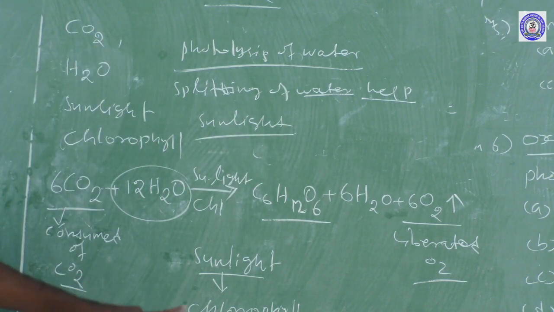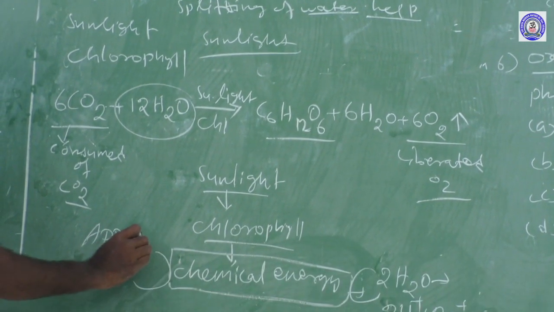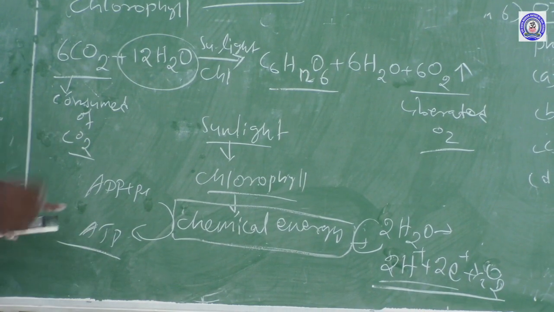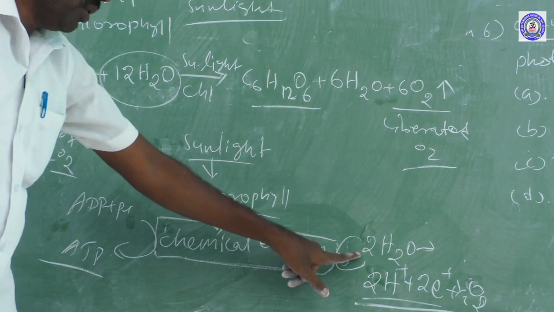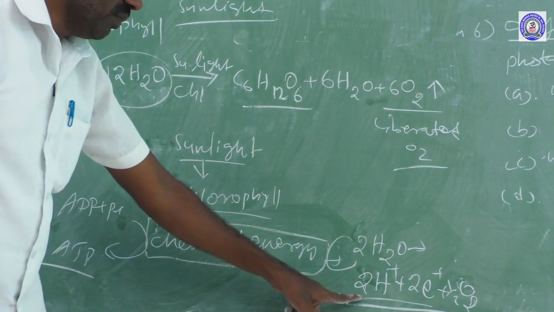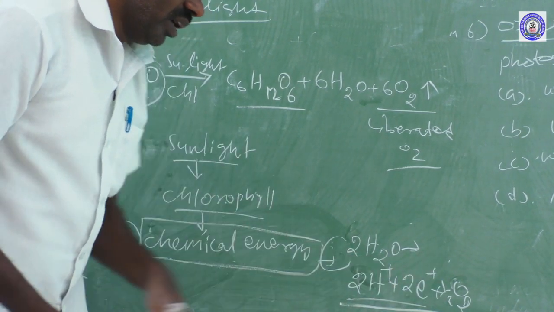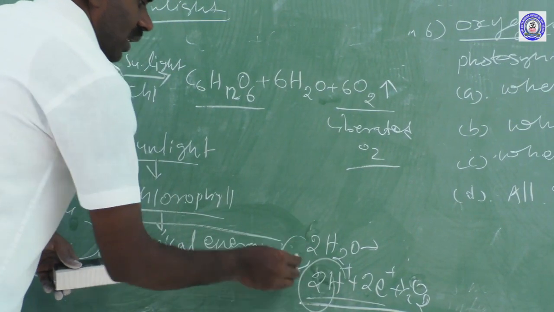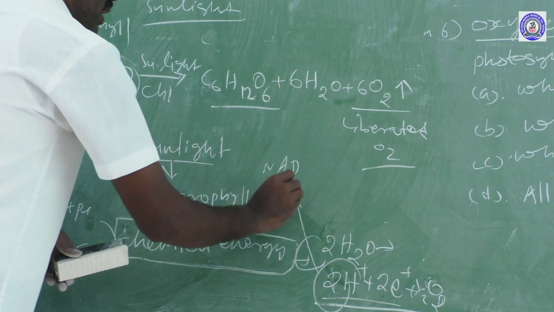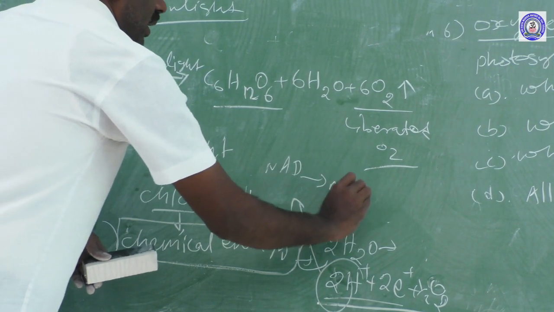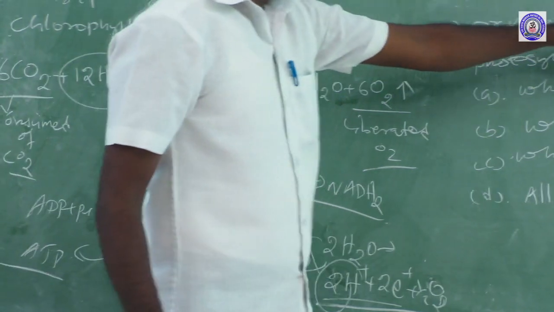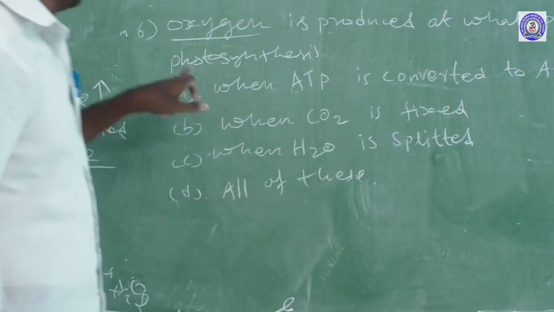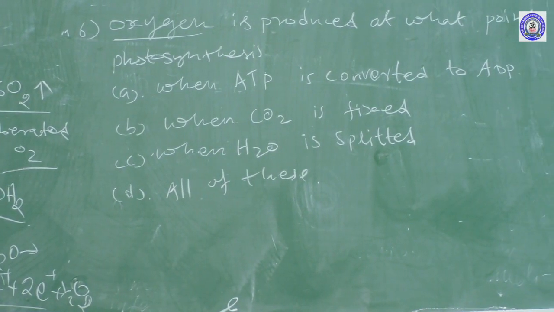With the help of chlorophyll, the chemical energy is used to convert ADP to ATP, so energy is generated in the photosynthesis process. In the chlorophyll, the water molecules use the sunlight energy and split into hydrogen, electrons, and oxygen, which are released. The hydrogens reduce NAD to NADH2. At what point during photosynthesis is oxygen produced?